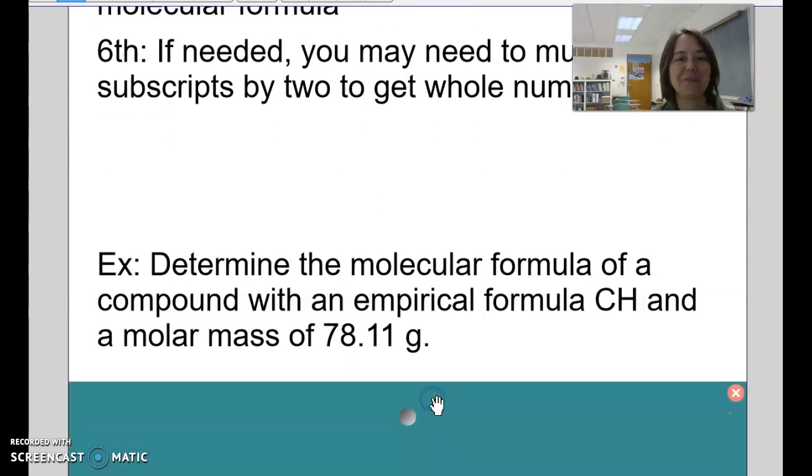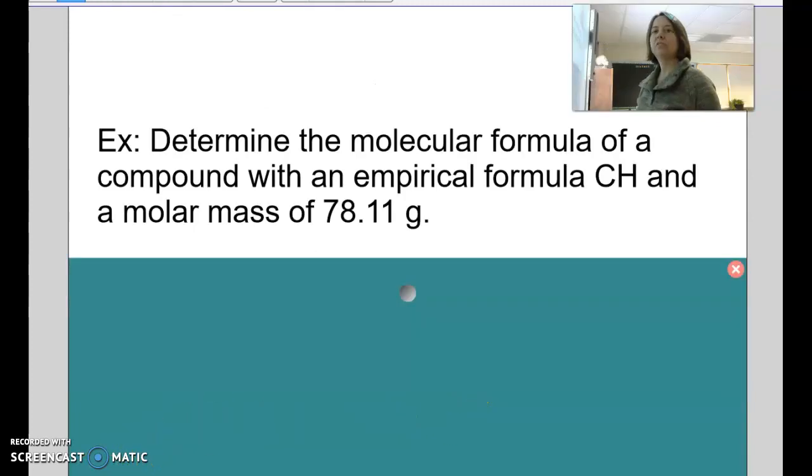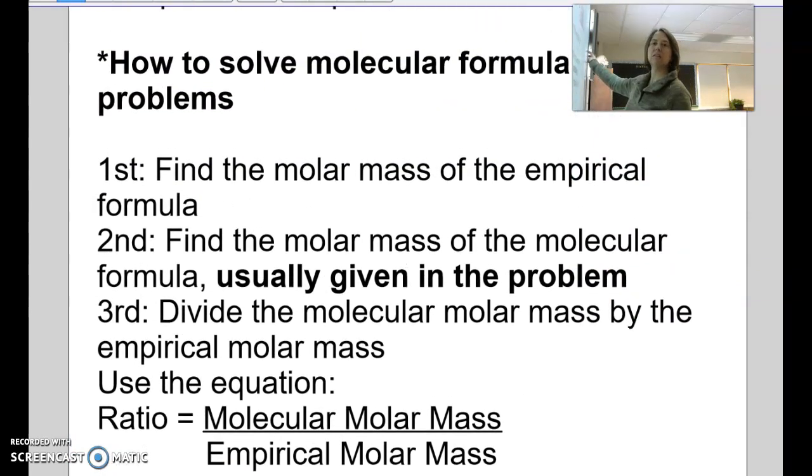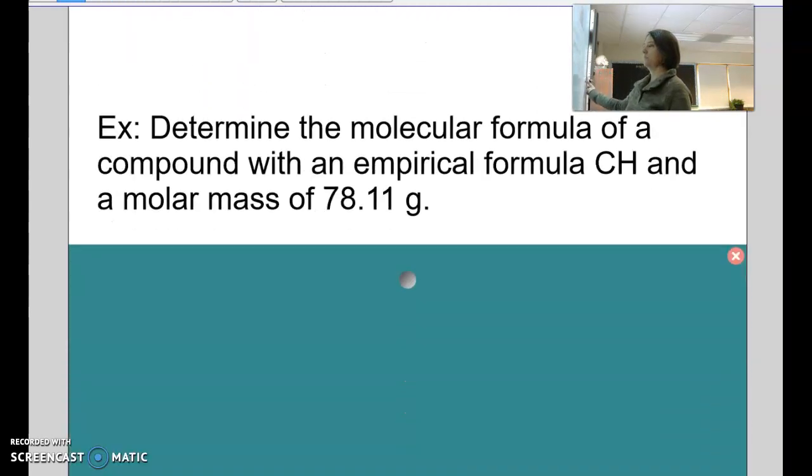Okay, here we go. Determine the molecular formula of a compound with an empirical formula of CH and a molar mass of 78.11 grams. Okay, hopefully you have written the problem down, so let's do that. Your first step is to find the molar mass of the empirical formula. So we have, it says a molar mass of 78.11. They already did it for us.